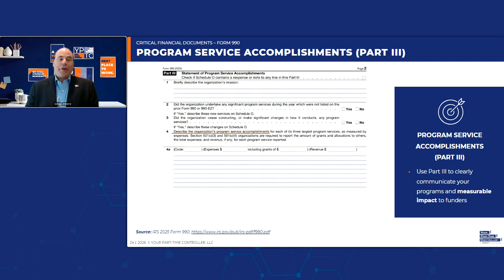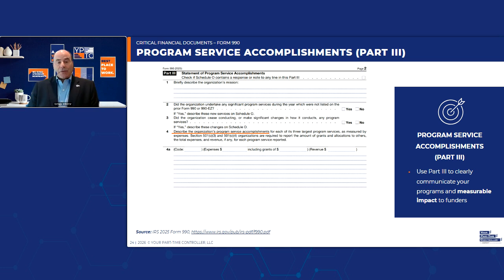Looking at part 3, this is where funders are going to go to see what the organization actually does and whether it's making a difference. This section highlights your organization's major programs and their impact. Again, funders are looking for clear, plain language descriptions of your services and, when possible, measurable outcomes. Now, measurable doesn't mean a complicated narrative. It might just be the number of people served, the number of services delivered, or the outcomes achieved during the year.